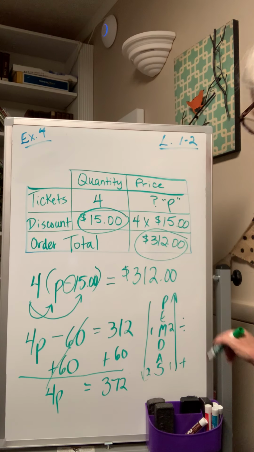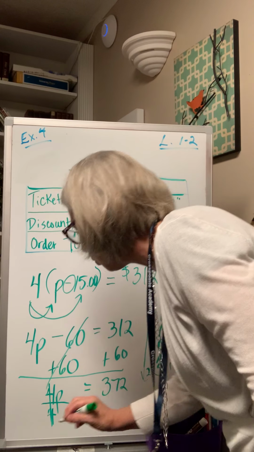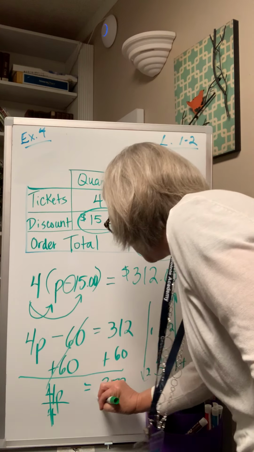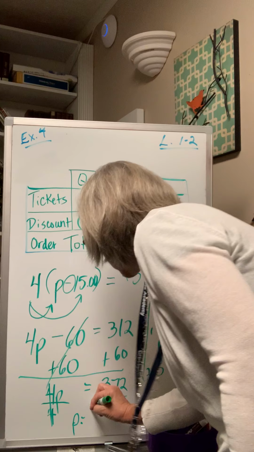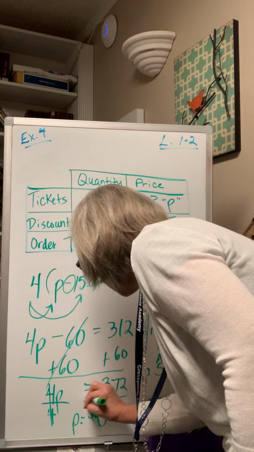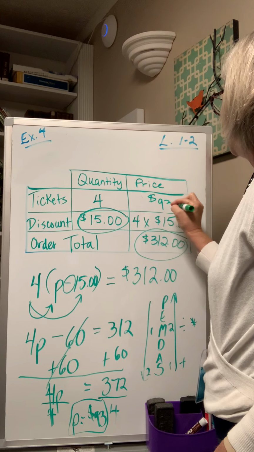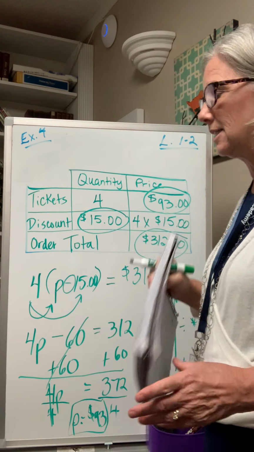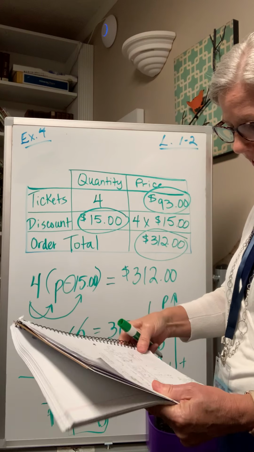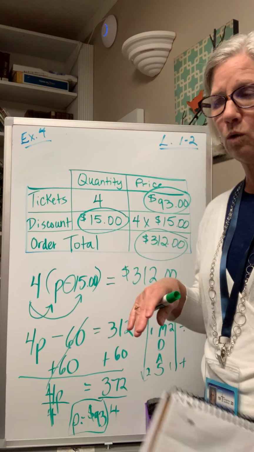Now I'm going to divide on this part right here. So I'm going to divide both sides by 4, because 4 over 4 would give me 1, or 1p, which is just p. And we divide this side by 4, and I end up with p, which is the original price, is equal to $93. So the solution to that problem is $93. That is the cost of one ticket at original price. Now remember, they each got $15 off that ticket. But the question was, how much is the original price of the ticket? So that's how you do example 4.